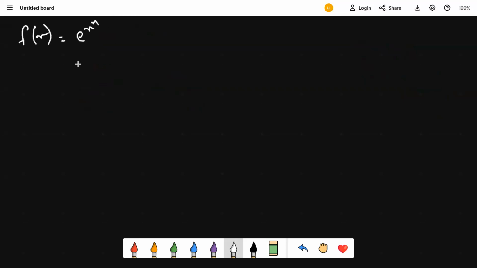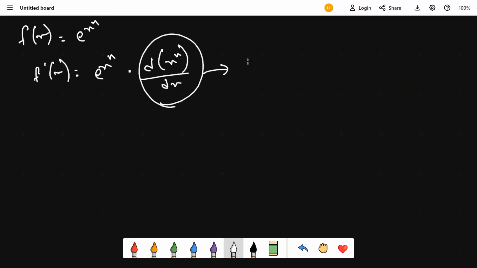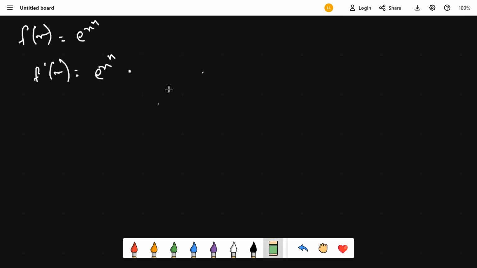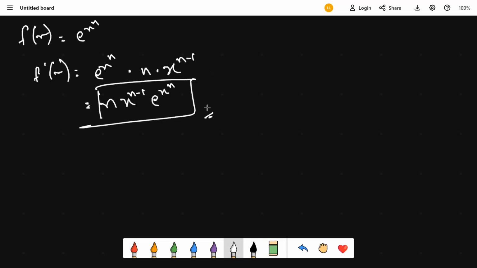So e to the power x to the power n. Simply differentiating it gives us what? Differentiating this outermost function gives us whatever it is, e to the power x to the power n, times we have to differentiate that power now. So differentiating that x to the power n gives us n comes in front times x to the power n minus 1, isn't it? So finally, we can simply write n times x to the power n minus 1. This is our n into x to the power n minus 1 times e to the power x to the power n. So that's our final result.